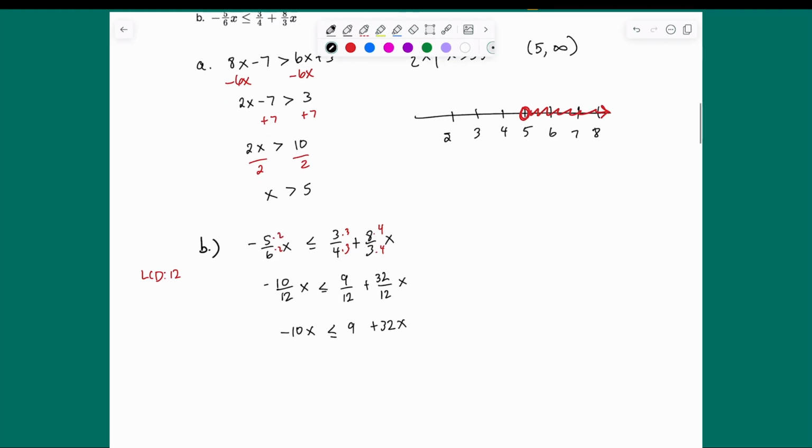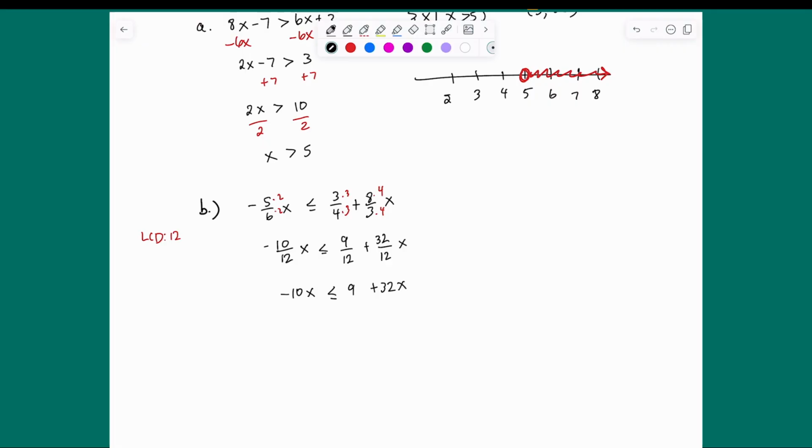And that's our inequality there. All right, now I solve this inequality. Once again, I like to get the x terms on the left-hand side. That's just my preference. Okay, so then on the left side, we get negative 42x, which is less than or equal to 9.